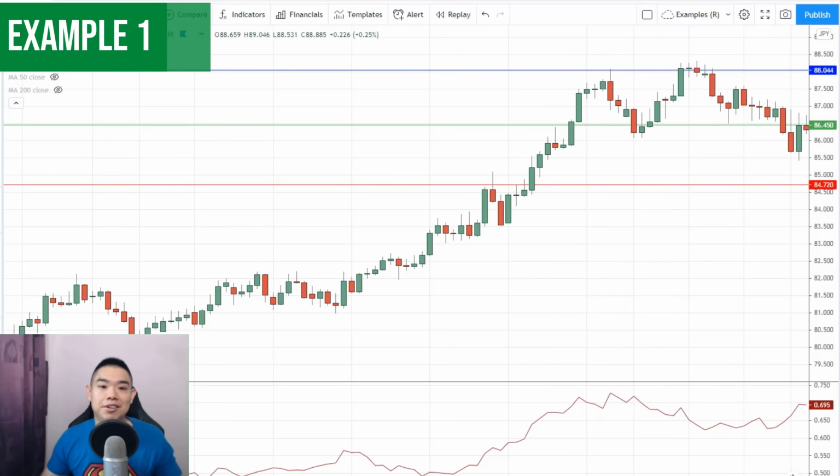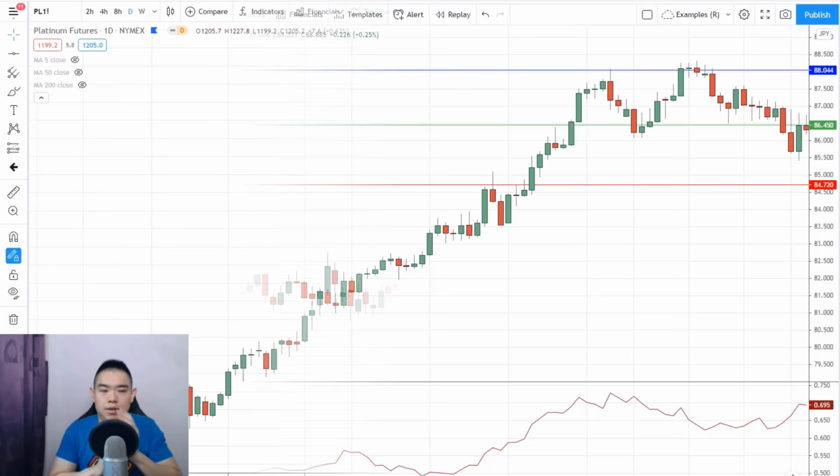So from this strategy, you know exactly where to enter, where is your stop loss, and where to take profit if the market moves in your favor. And you're trading in the direction of the trend from an area of value. I hope this makes sense. Now, let's move on to another example.